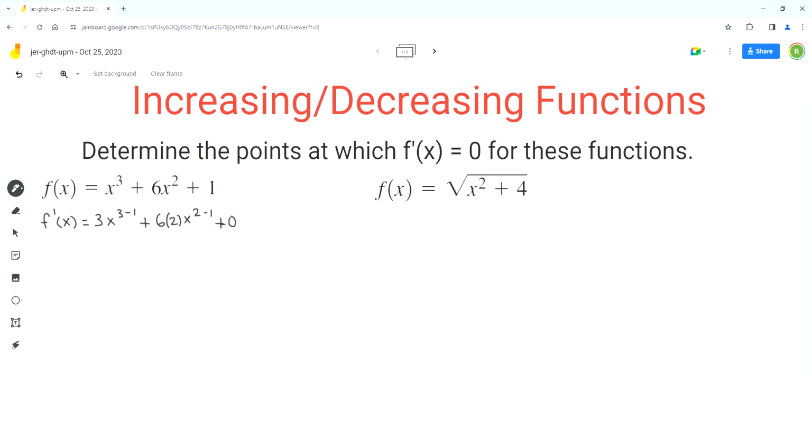Now we'll set the left side equal to 0 and then solve for x. So we can simplify this equation. The first term becomes 3x squared, and in the second term we multiply 6 and 2 and we get 12, and then x exponent 1, but we don't write 1 as an exponent, and the 0 goes away. So now we have to solve this equation.